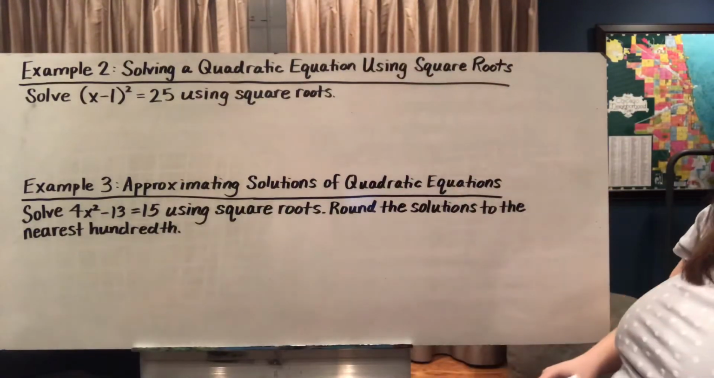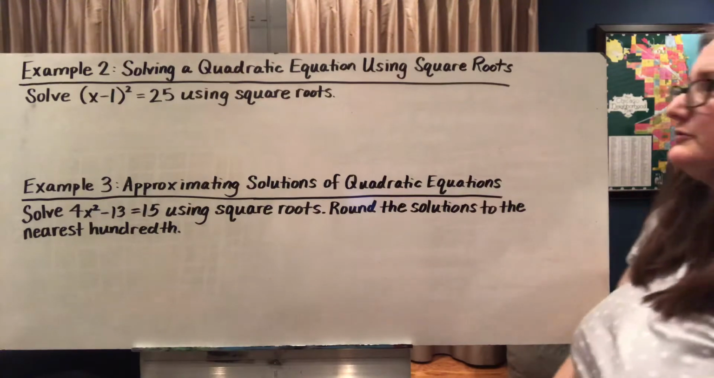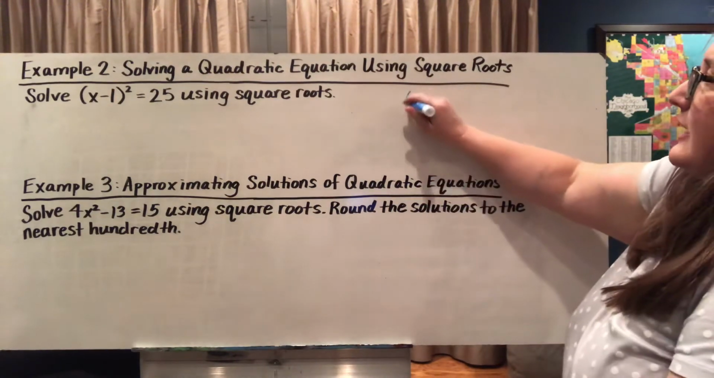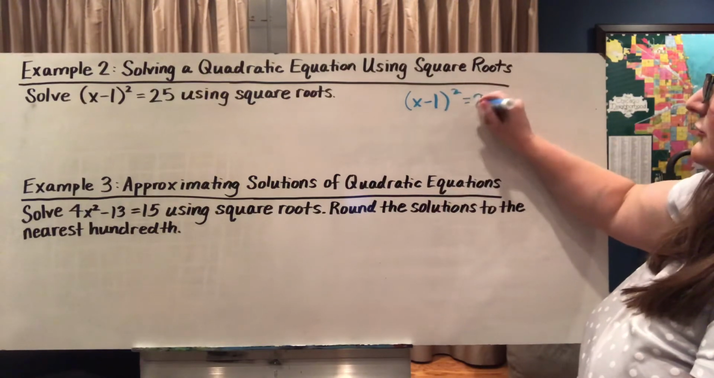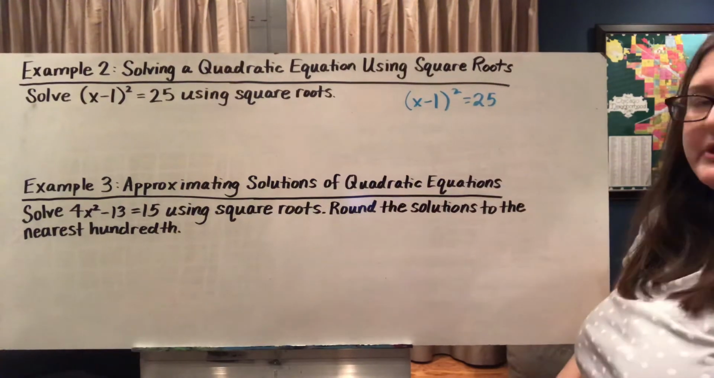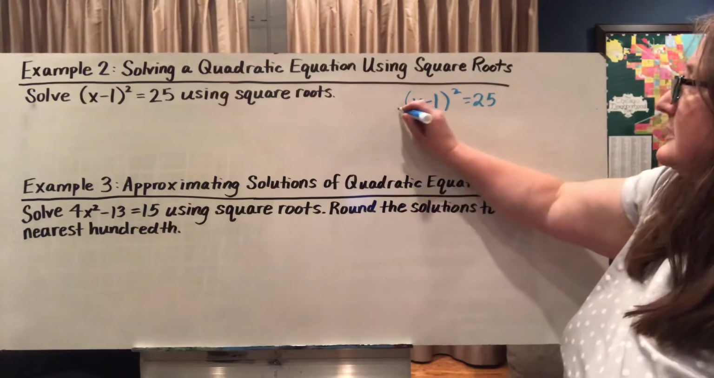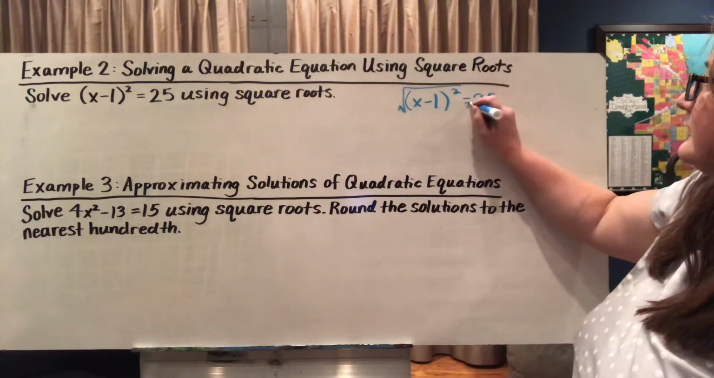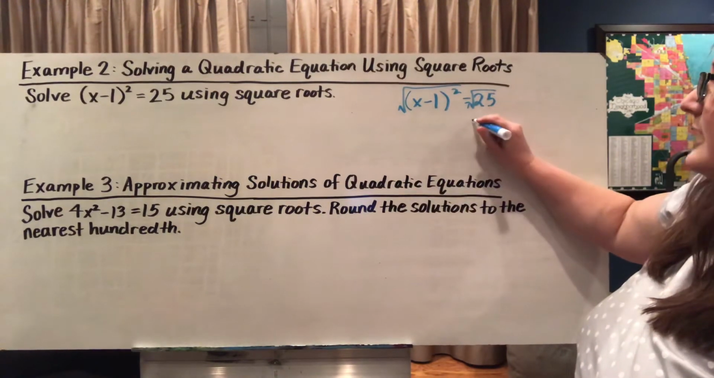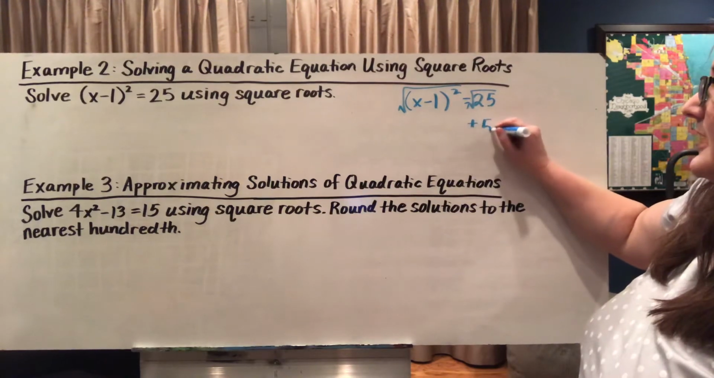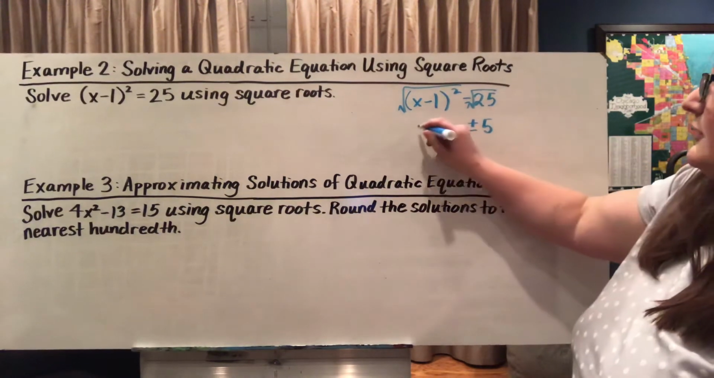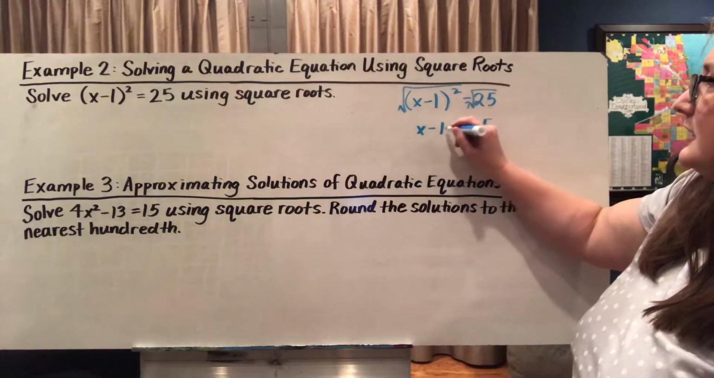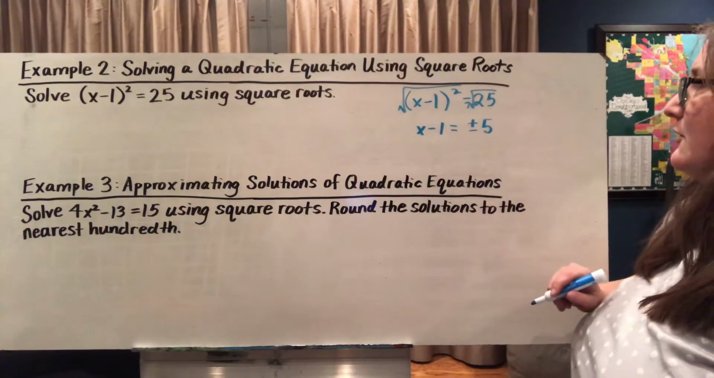Let's take a look at another problem that we're going to solve using square roots. So x minus 1, the entire quantity squared, equals 25. So the first thing that I want to do to solve this problem is square root each side. And when I square root 25, I can either have positive 5, because 5 times 5 is 25, or negative 5. So x minus 1 here can equal positive 5 or negative 5.